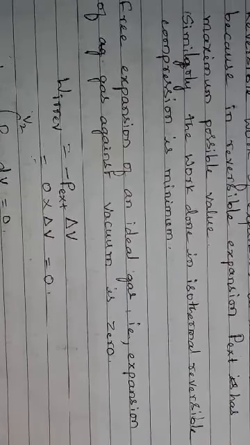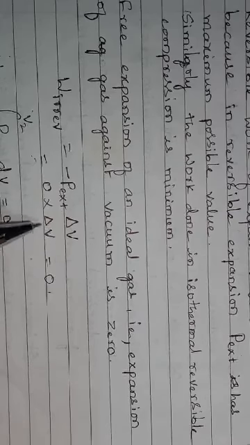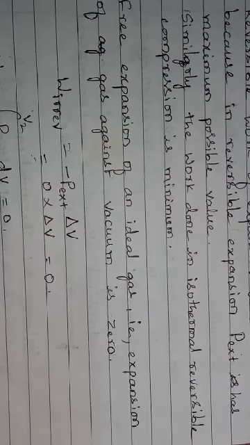Next one, the work in free expansion of an ideal gas is zero. Free expansion is nothing but expansion of gas against vacuum. Vacuum is nothing but zero pressure. It means that P external is zero. Even though the delta V value is positive, P external in vacuum is zero. Because of that the work done in vacuum is zero.